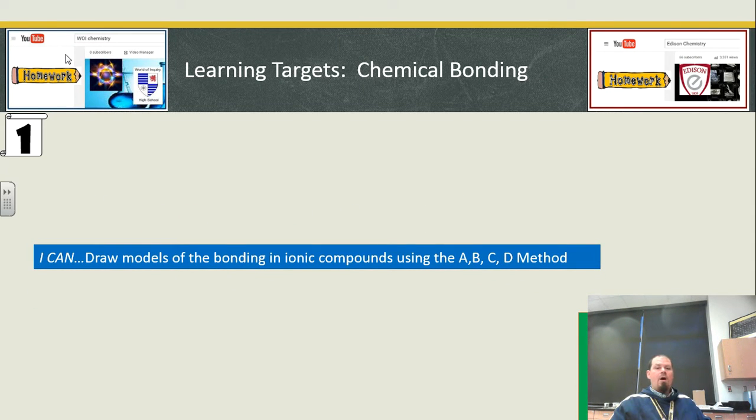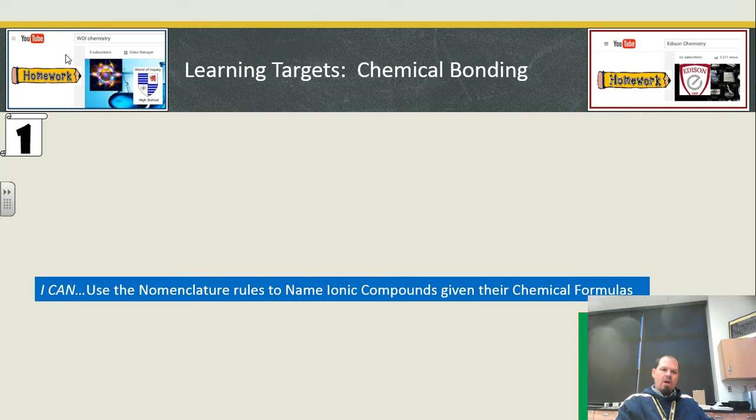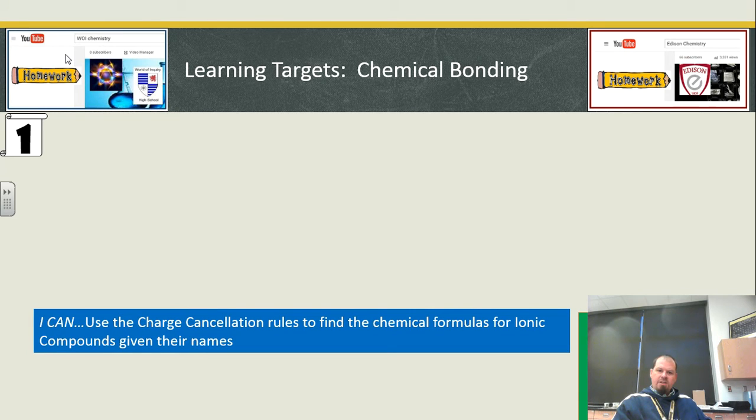We will draw every kind of bonding. So ionics, we use the ABCD method. We'll learn what that acronym means. Use nomenclature rules. Nomenclature is a big fancy word for naming. I think in the videos, I actually changed it from nomenclature to naming because nomenclature is a big fancy word we use in college. You really don't need to know that it's called nomenclature. I'm just going to tell you the truth. But you do need to know how to name ionics and covalents and metallics. Use the charge cancellation method to go backwards from the name to the compound.